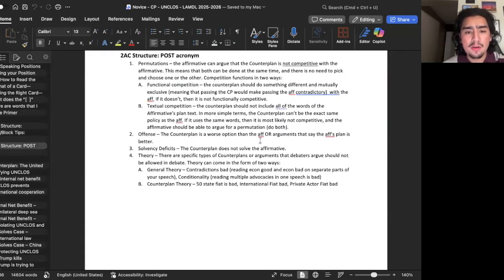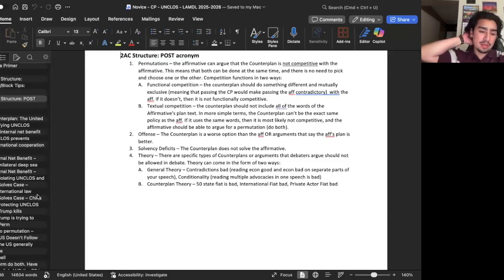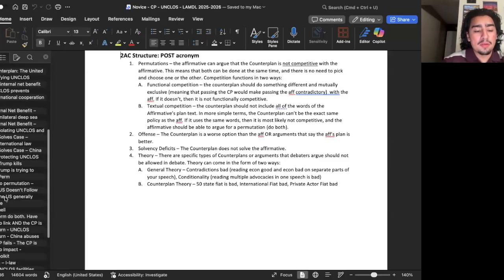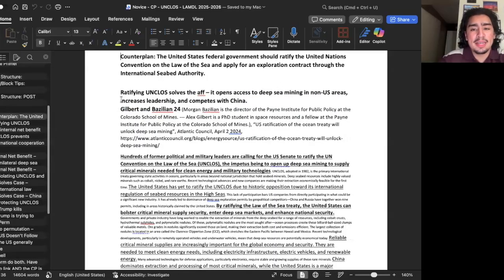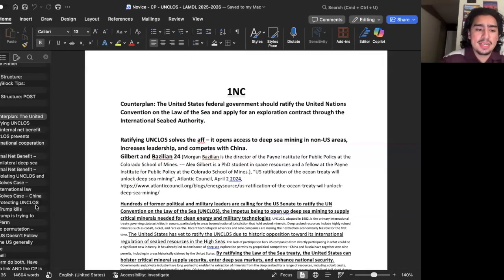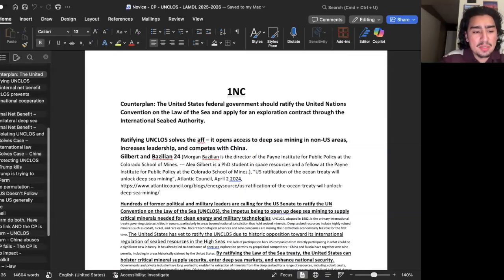Okay, third type of argument that the affirmative can make against the counterplan is solvency deficits. The counterplan does not solve the affirmative. These can either be analytical, so that just means that you can make them off the top of your head, or you can have carded arguments for why the counterplan does not solve as much as the negative thinks it does. We have cards for this right here in 2AC5. It says the counterplan fails because UNCLOS has not granted any mining permits. So even if we do the counterplan that we should apply for this exploration contract, it wouldn't even grant the permit, is what the affirmative is saying.